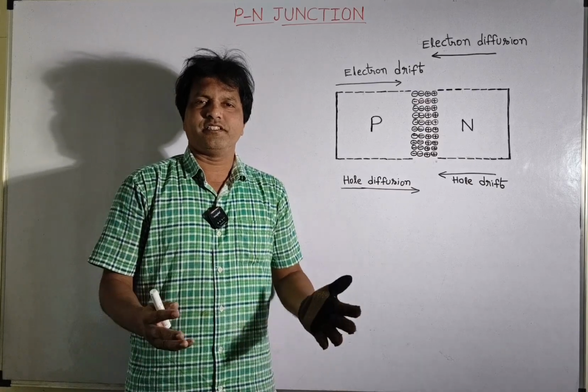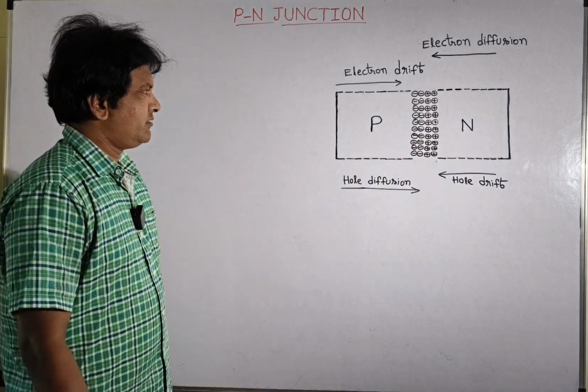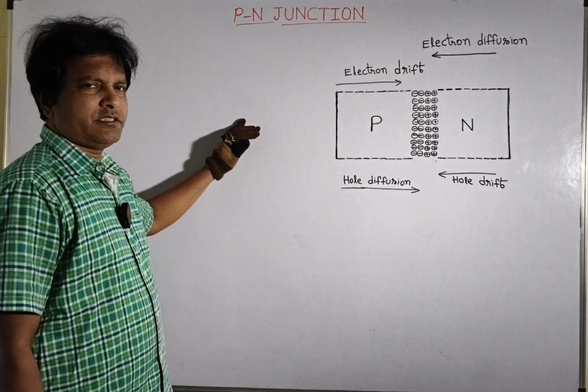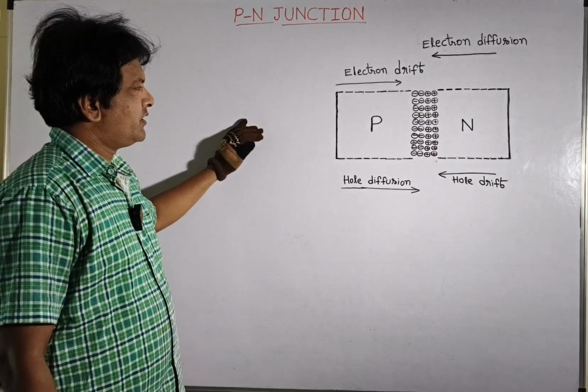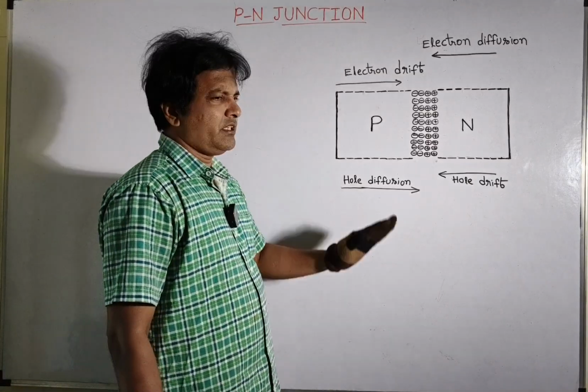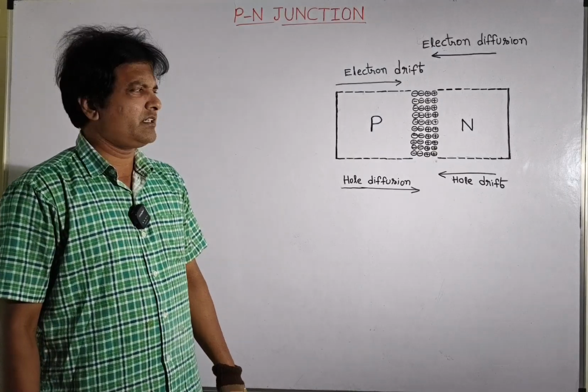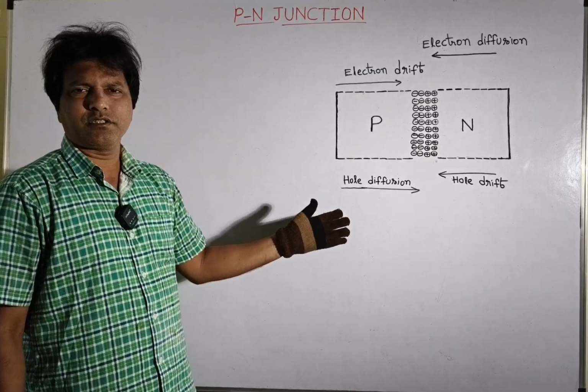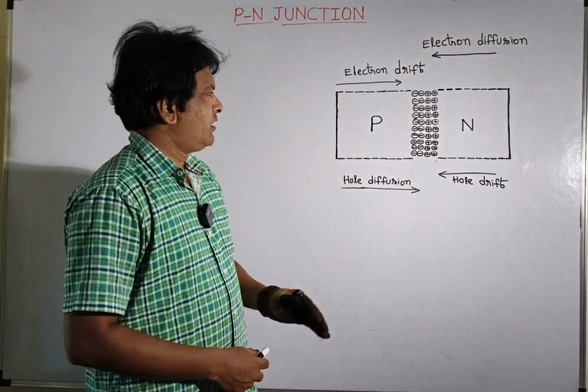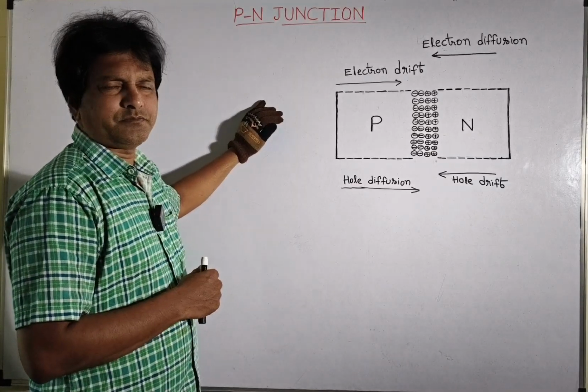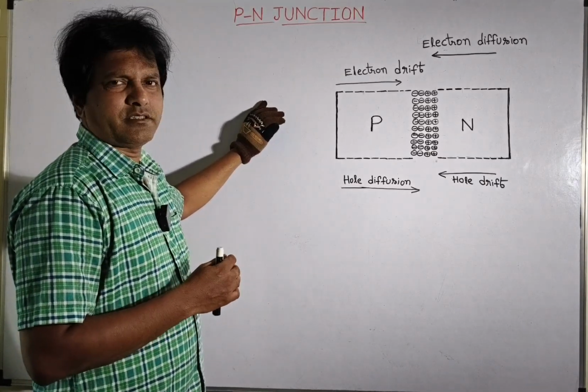Welcome to Inside Physics. In this session, we will see what a PN junction is. It is used mostly in semiconductor electronics like diodes and transistors. How to form a PN junction? There are so many ways.